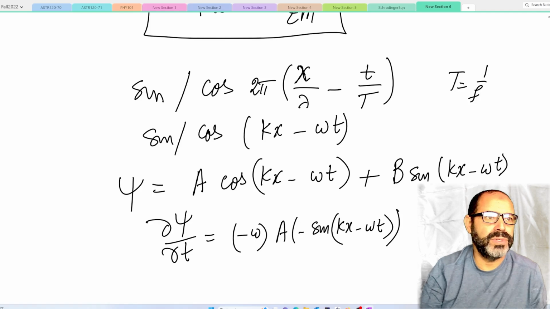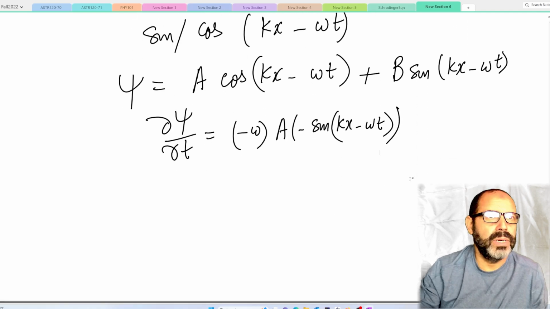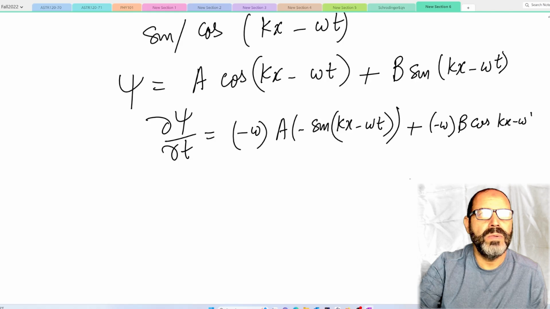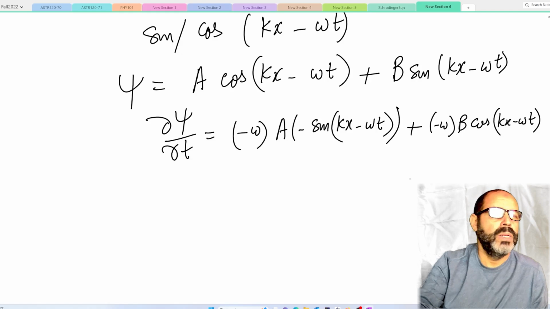I know I have a bunch of parentheses in here. And the same thing in here, I'm going to put a negative omega, so it's plus a negative omega times b, and the sine just switches to a cosine when we take its derivative. So it seems like we're almost in business.